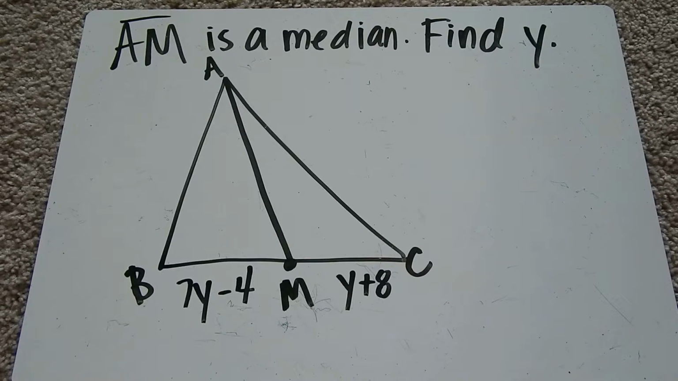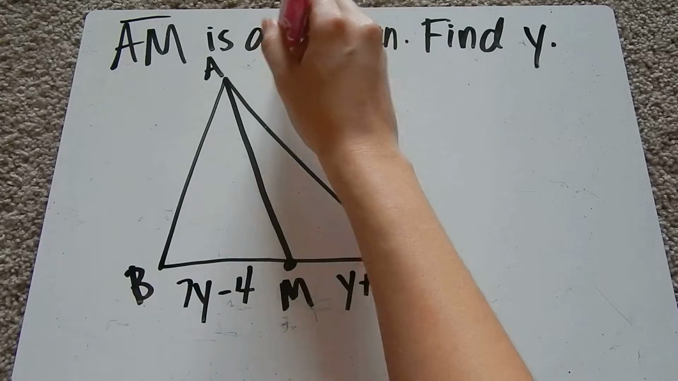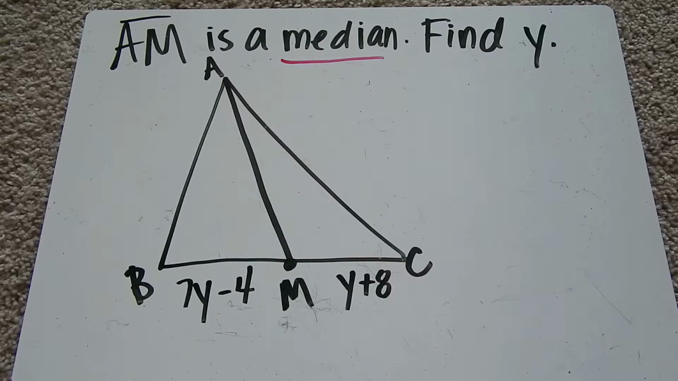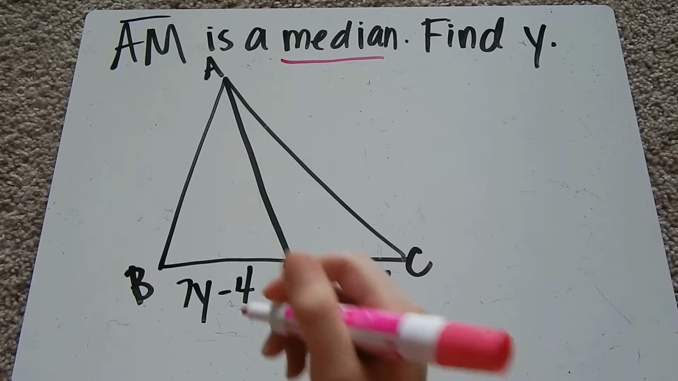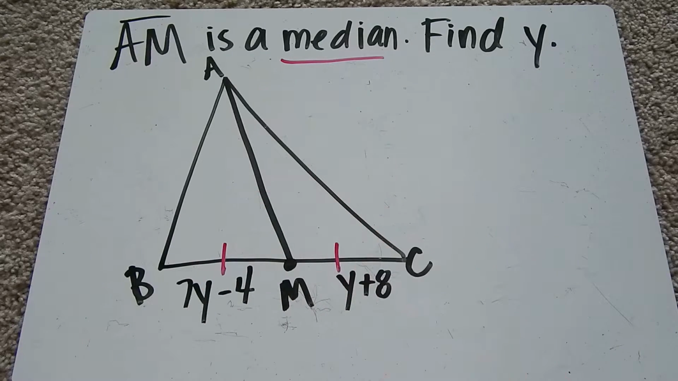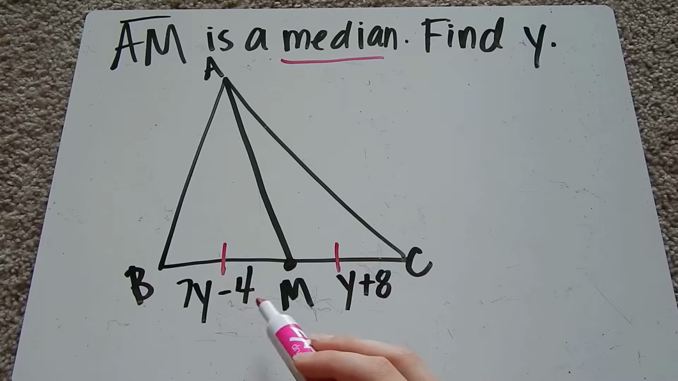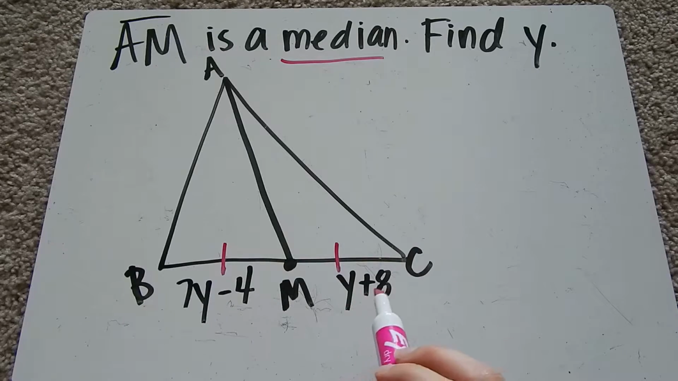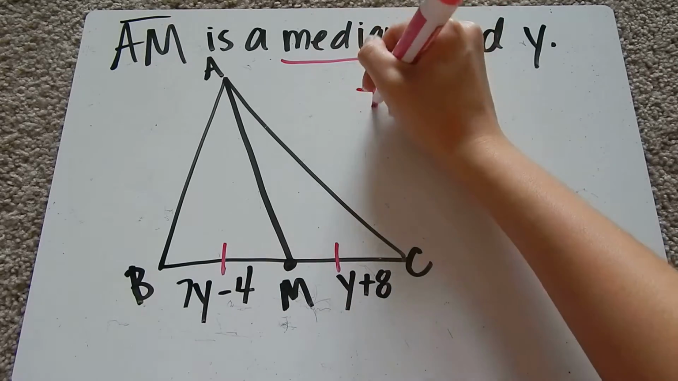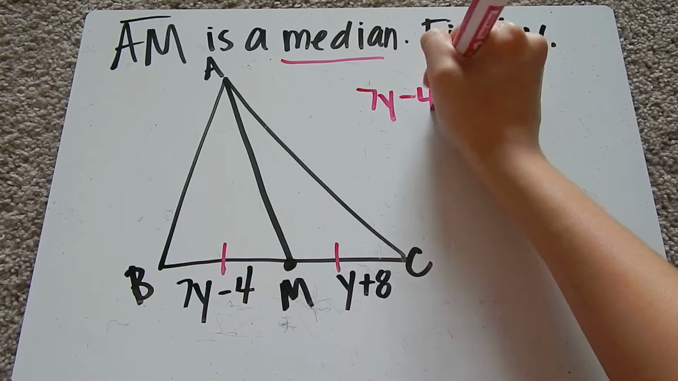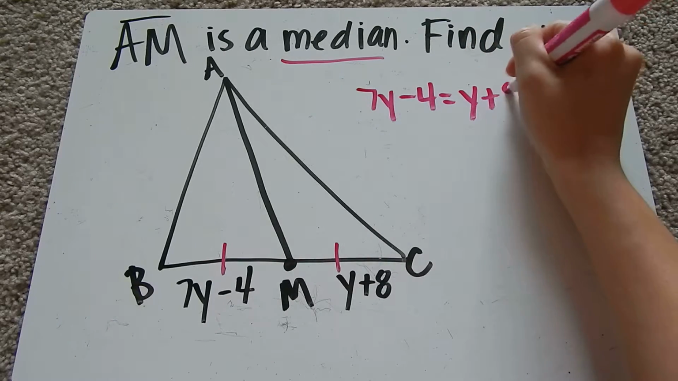Okay, for our first example problem, it says AM is a median. Median means we split into two equal segments, so these are both going to be equal. Find y. Well, we're given that BM is 7y minus 4 and MC is y plus 8. They're equal, so we set them equal, and we solve for y.